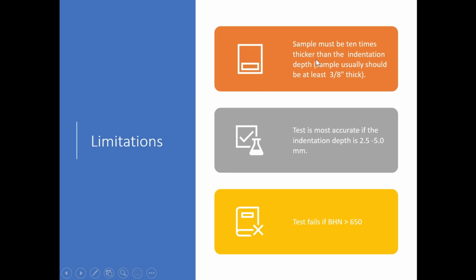Limitations: sample must be 10 times thicker than the indentation depth. Sample usually should be at least 3/8 inch thick. Test is most accurate if the indentation depth is 2.5 to 5.0 mm. Test fails if Brinell hardness number is greater than 650, means the maximum hardness that can be measured accurately by using Brinell is 650 BHN.